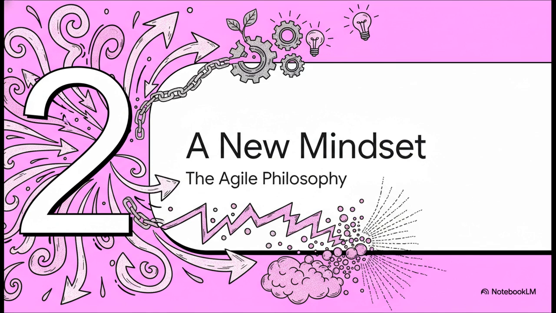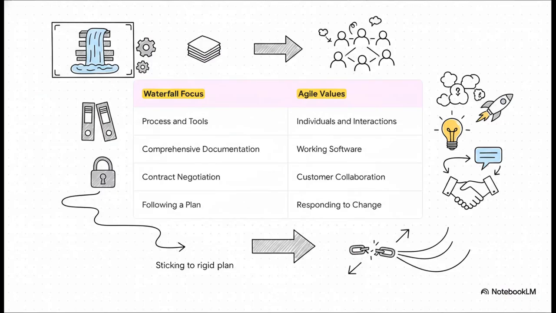And what came next wasn't just another process. No, it was a totally revolutionary new philosophy, a complete shift in how people thought about building things, and it was designed to fix all the problems of that waterfall era. And this slide just lays out the change so perfectly. The old waterfall way was obsessed with rigid processes, mountains of documentation, and sticking to the original plan no matter what. Agile comes along and just flips the script.